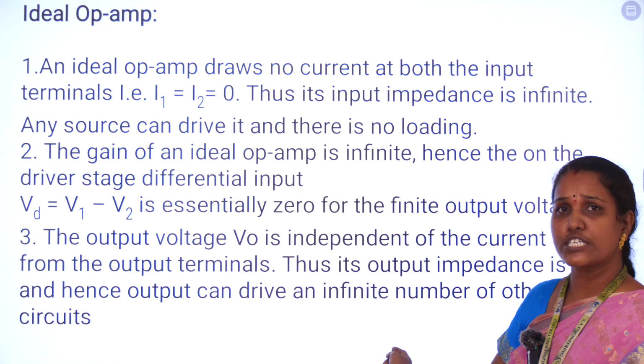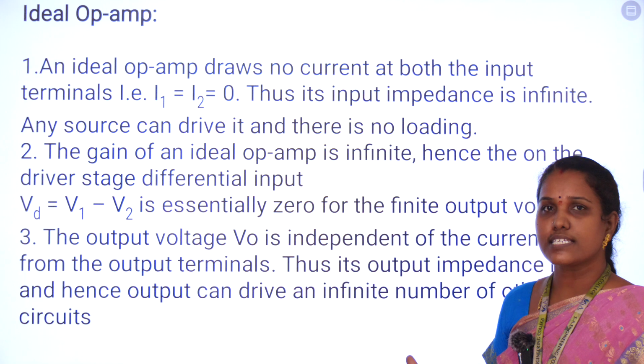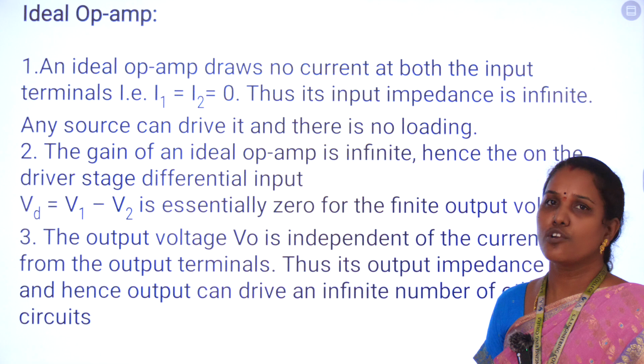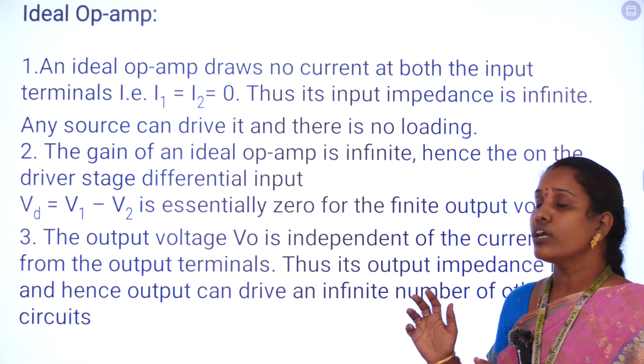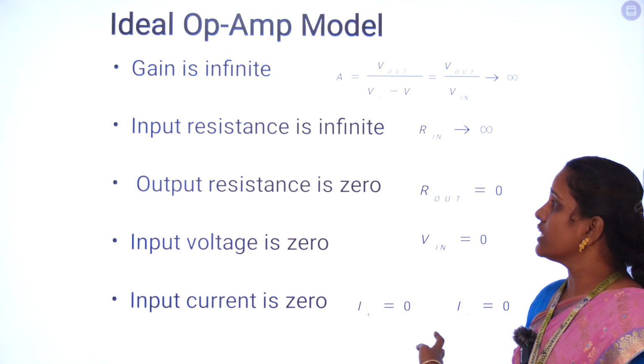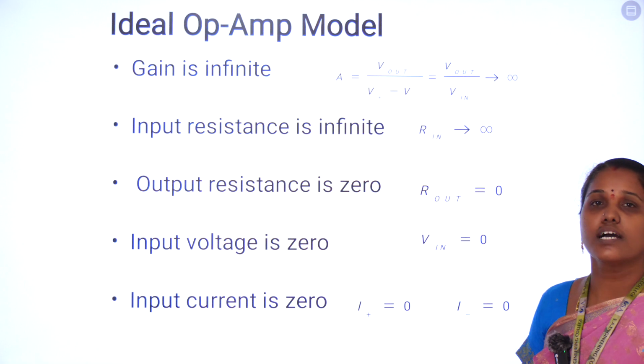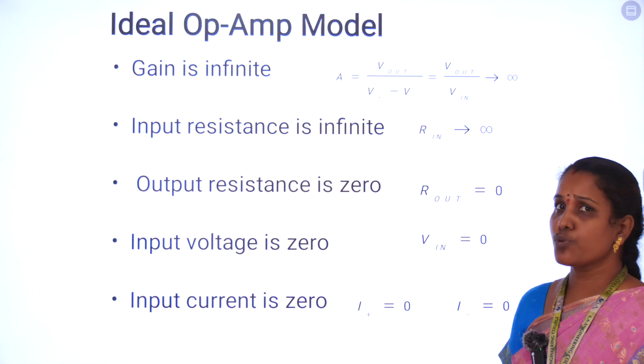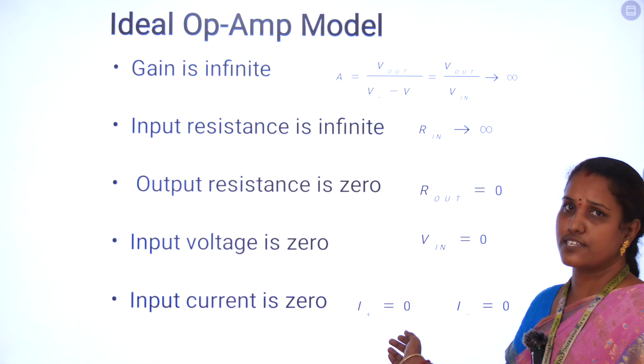So this ideal operational amplifier means the ideal case. There is no input given to the input terminal, either inverting or non-inverting terminal. So we can assume that the current drawn at the inverting or non-inverting terminal is 0. So the output also is 0. Based on that, the ideal characteristics are defined.